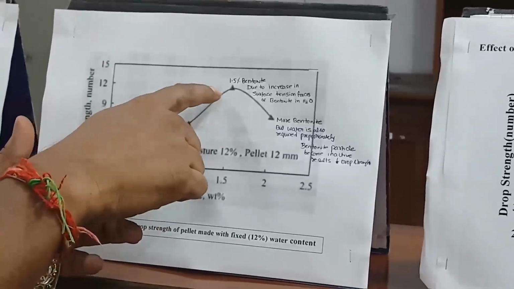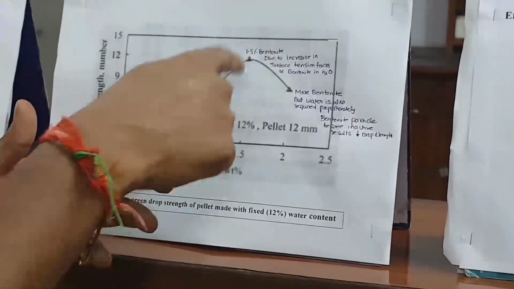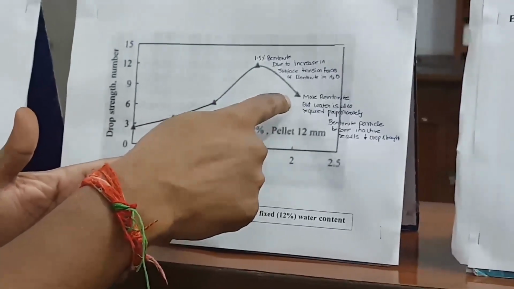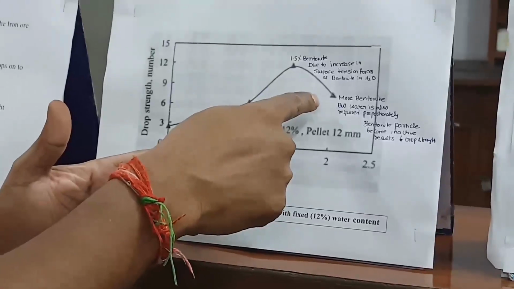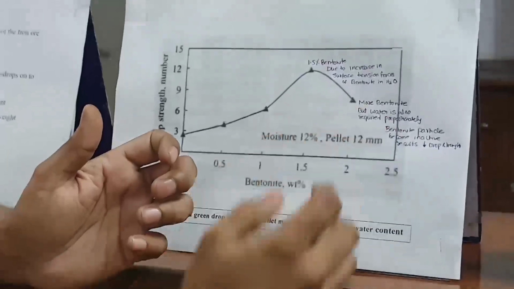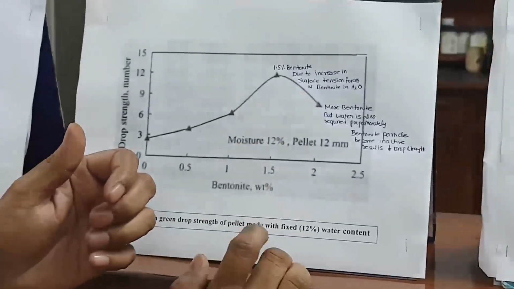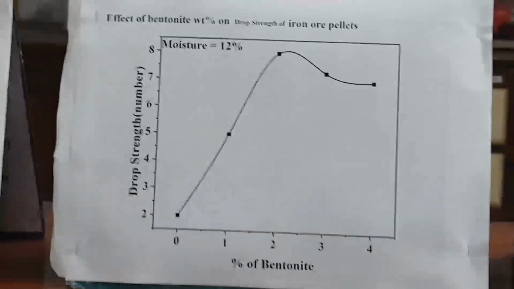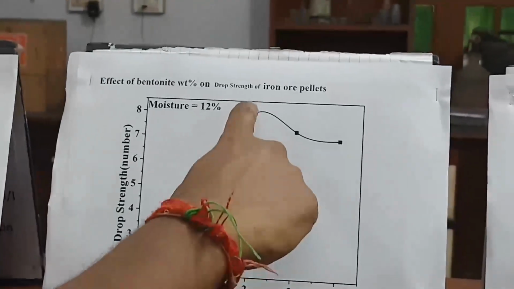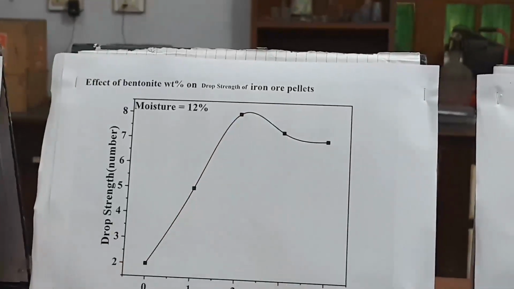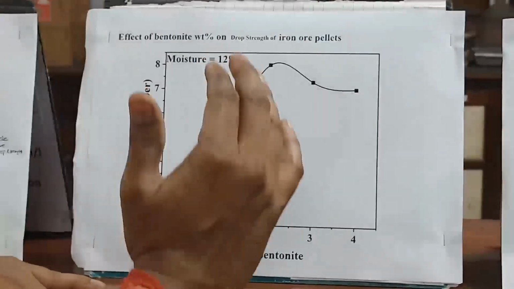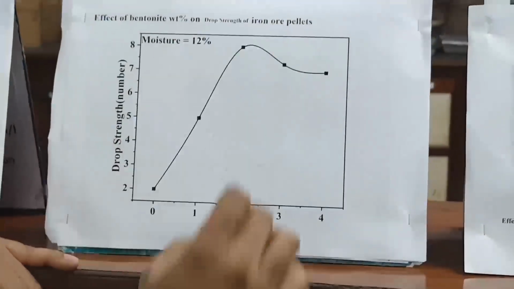But when we are increasing the bentonite and not increasing the water, keeping the moisture at 12% only, the excess clay is inactive because it is not getting sufficient water to activate. That's why the drop strength is decreased. In our values, seeing the same thing, with increasing bentonite the drop strength is increased up to 2%, then it is slowly decreasing. The same reason can be applied here, so it is matching. With increasing bentonite, the drop strength increases up to some maximum limit, then after that it decreases.